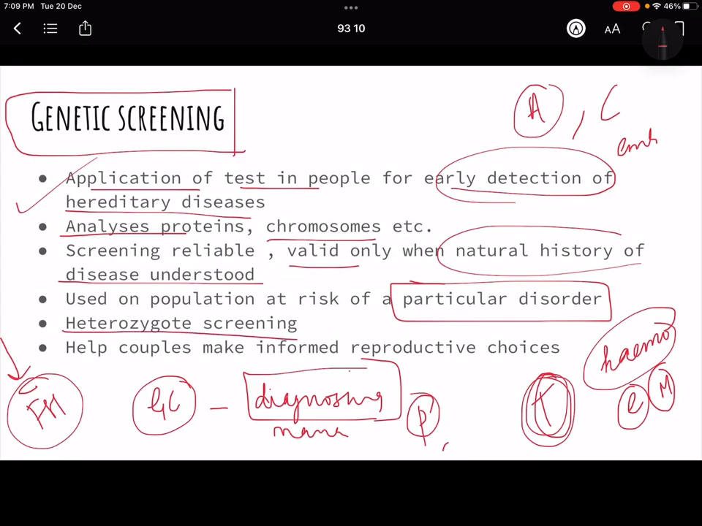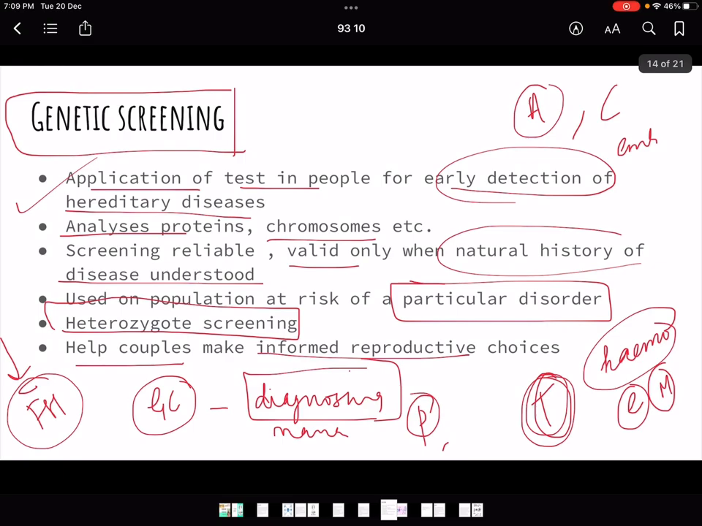So then heterozygous screening. Obviously, if you are heterozygous for a disease, what are the chances? Then you will go for a screening, right? So it helps couples make informed reproductive choices. We have talked about this.